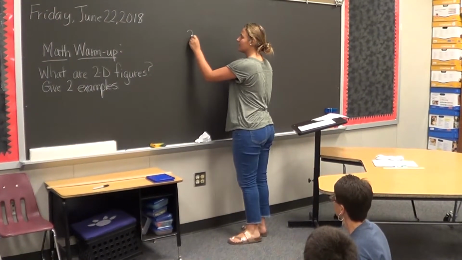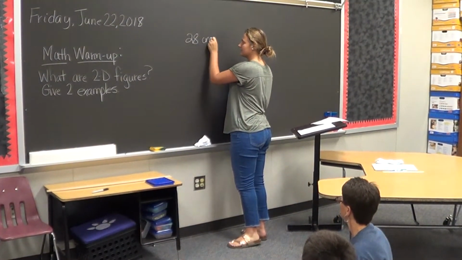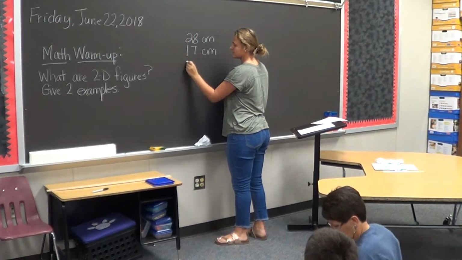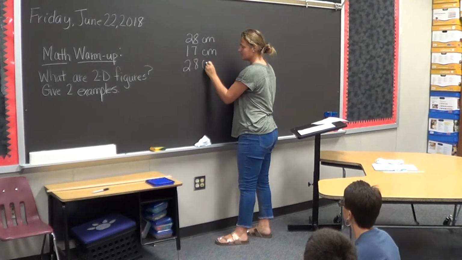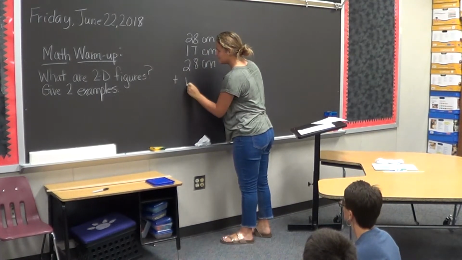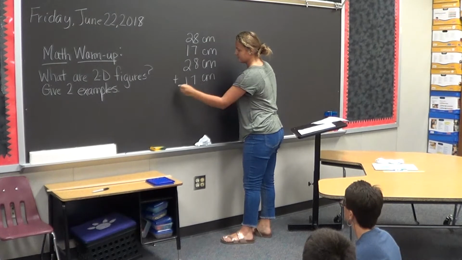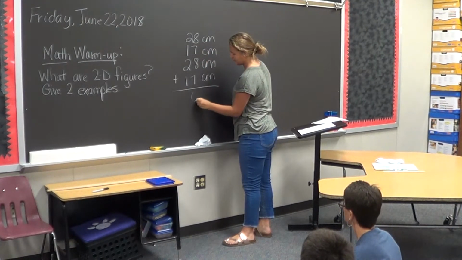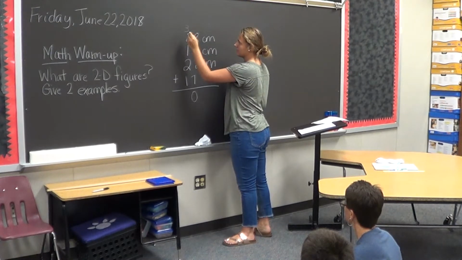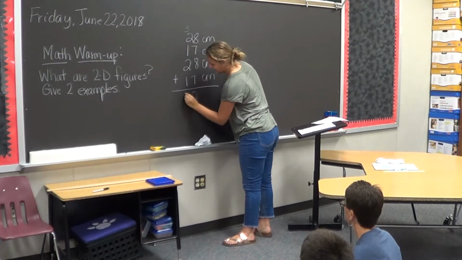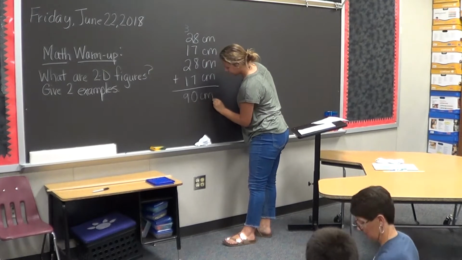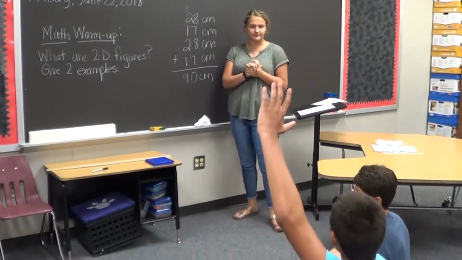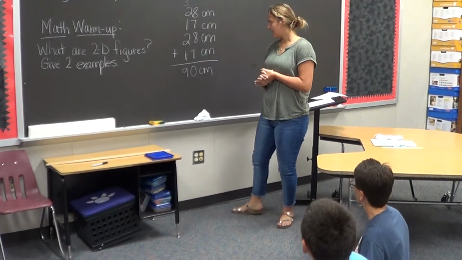So we had 28 centimeters plus 17 centimeters plus 28 centimeters plus 17 centimeters. So when we add that up, that's 15, 15. So that's 5. We get a total of 90 centimeters. So, what is our perimeter for the green rectangle? Billy? 90 centimeters. That is correct.